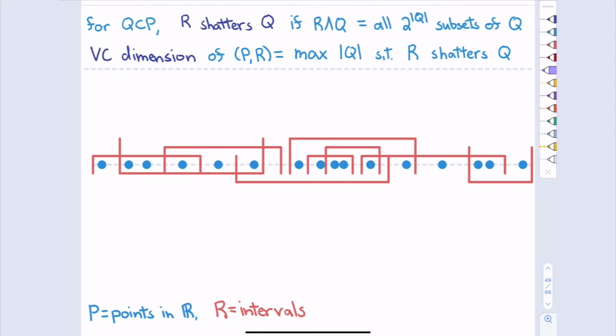So can you shatter 2 points? If I have 2 points, can you induce all subsets of intervals? Yes, okay, you can wrap them both, you can do one at a time.